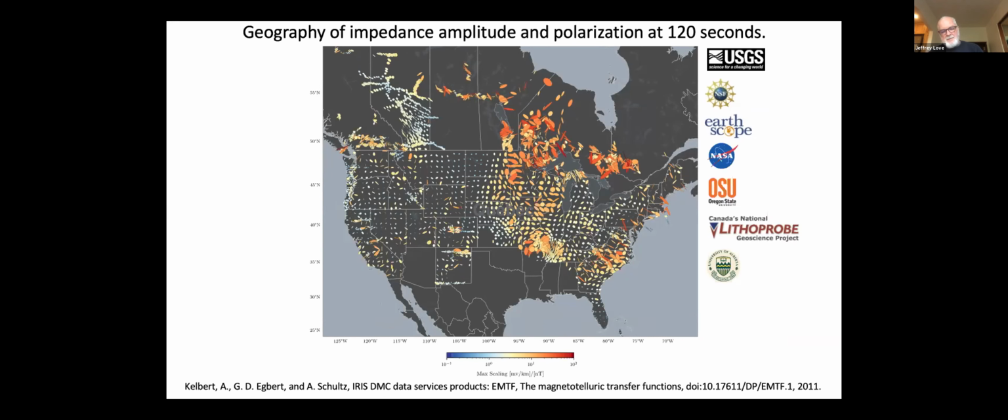If the ellipse is large and red, the impedance is high. If the ellipse is small and blue, the impedance is low. And we can see that we have a very heterogeneous impedance across North America, due to the subsurface electrical conductivity structure of North America, which is quite complicated and very interesting. I want to emphasize a couple of things.